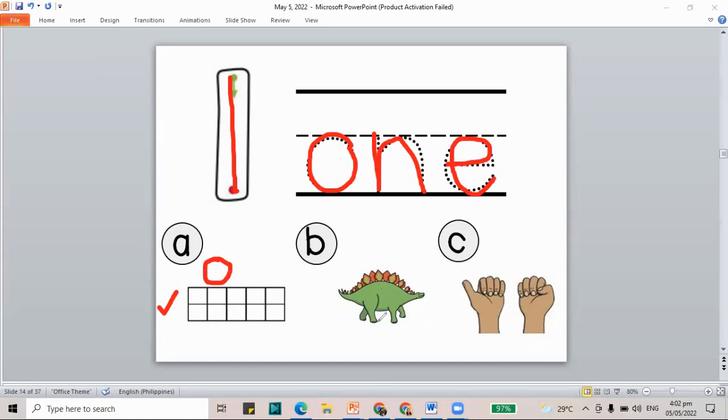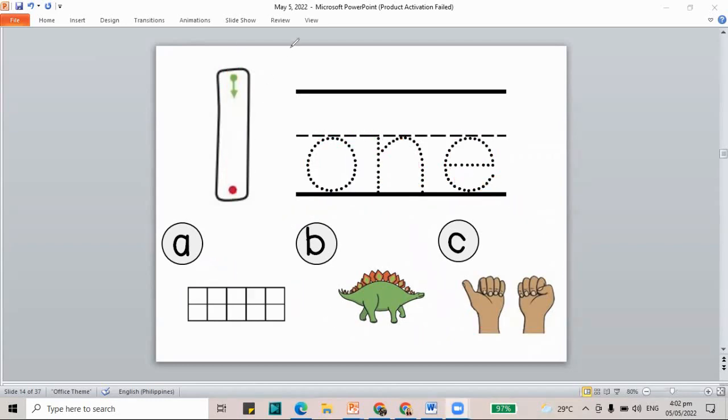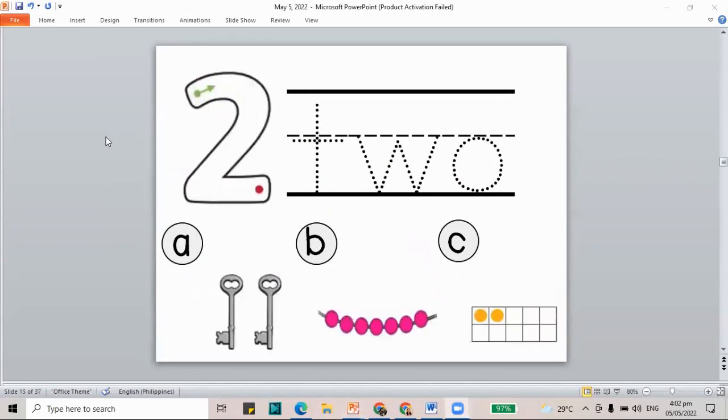How about for the dinosaur? There's one dinosaur. And for our hand, how many fingers are showing? Only one. Showing a thumb. So that's 1. O-N-E, 1. Let's move to another number and let's check. How about we go to number 2?